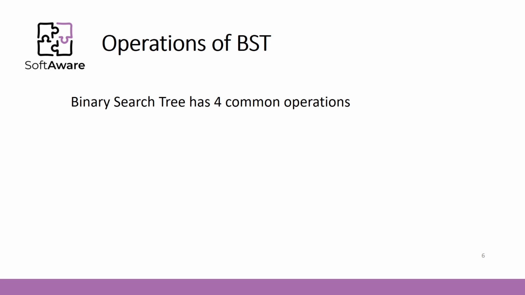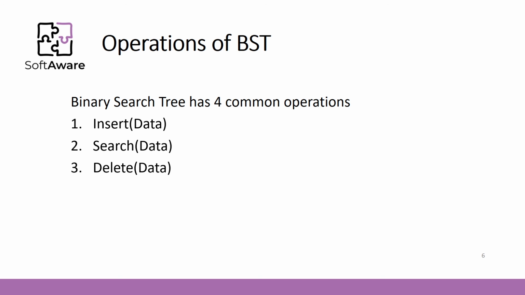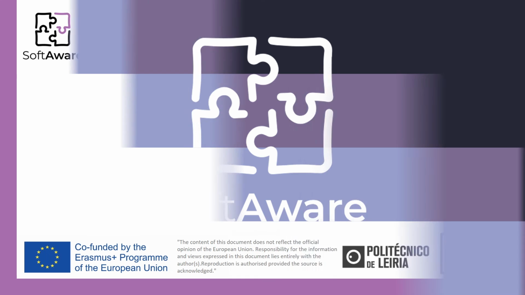Binary search tree has 4 common operations: insert a data element, search the data element, and delete a data element in the binary search tree. Also, there are traversals that we can use to traverse through the binary search tree: in-order, pre-order, and post-order.